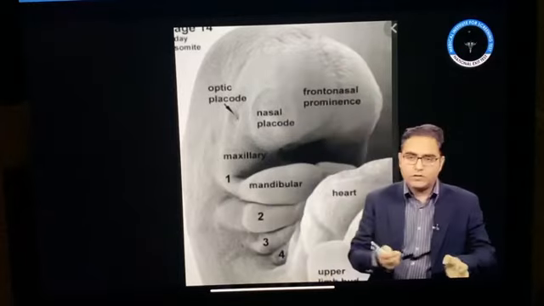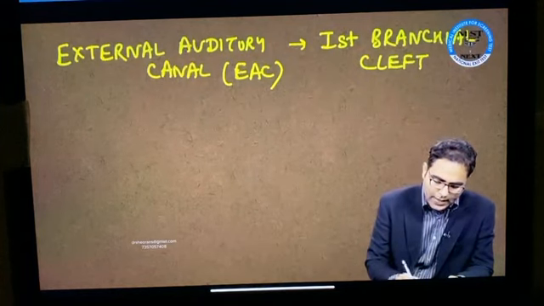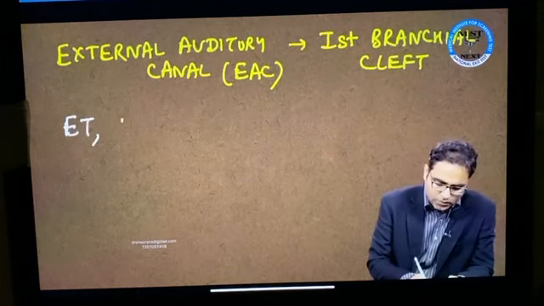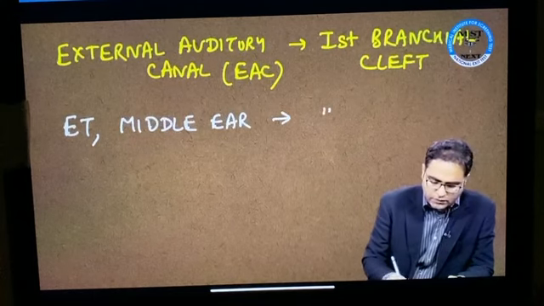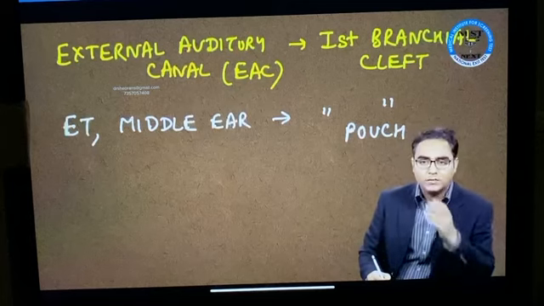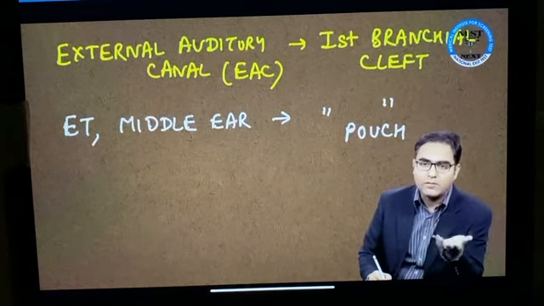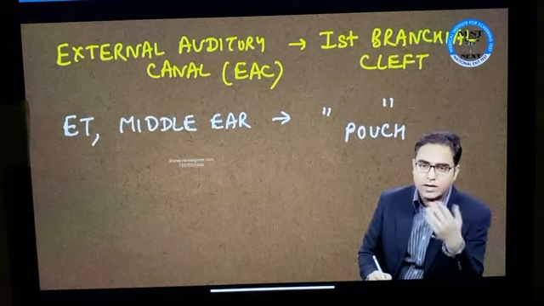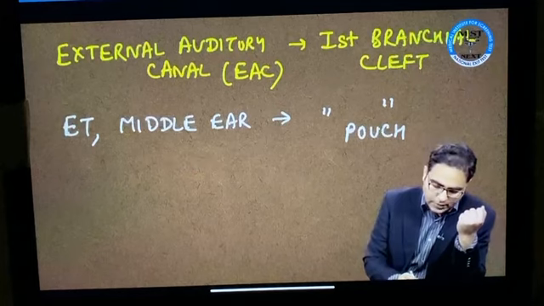Next. Number 2 is next development, eustachian tube and middle ear. Write down. Eustachian tube and middle ear. ET, eustachian tube and middle ear. They develop from first branchial pouch. So eustachian tube and middle ear is mucosa line. Eustachian tube is towards the pharynx side. Middle ear is mucosa line. So they develop from the pouch side. I told you pouch side means endoderm side. Okay, fine. Now, next one.